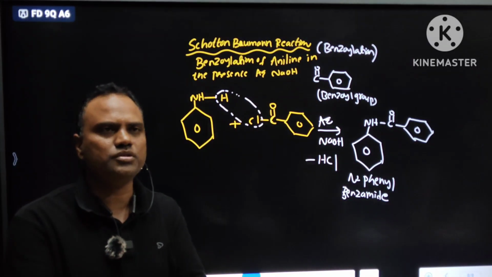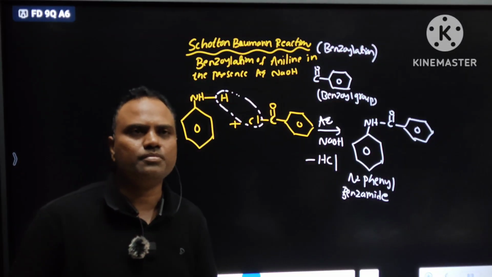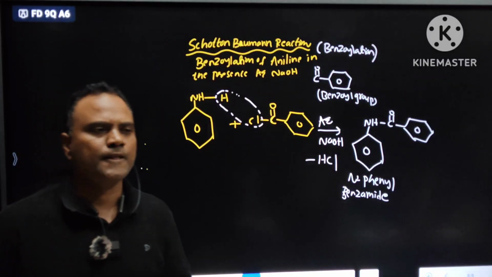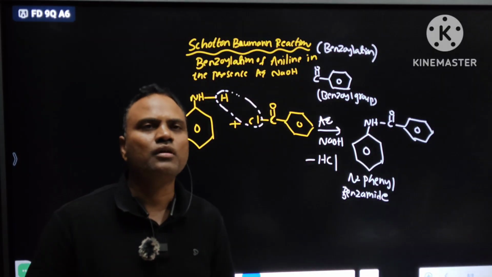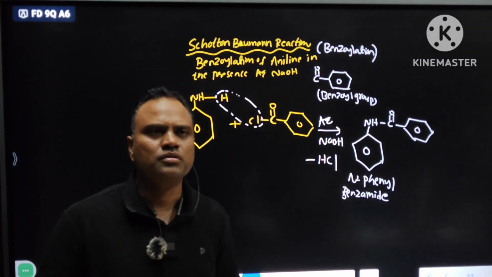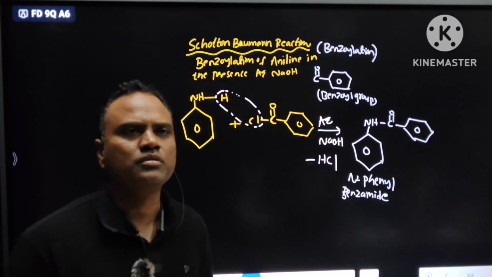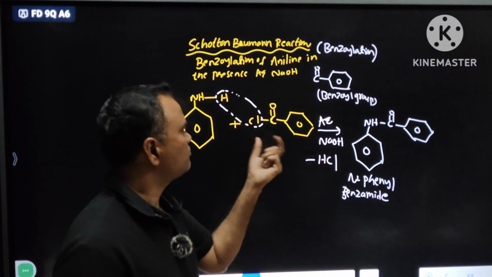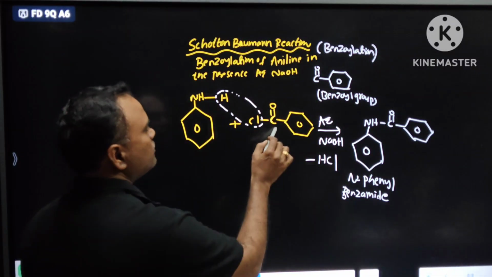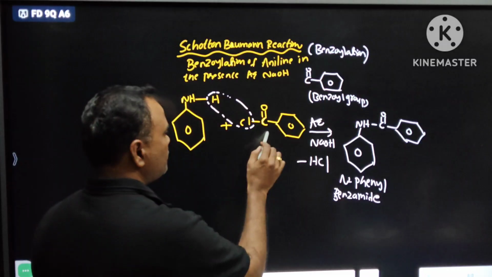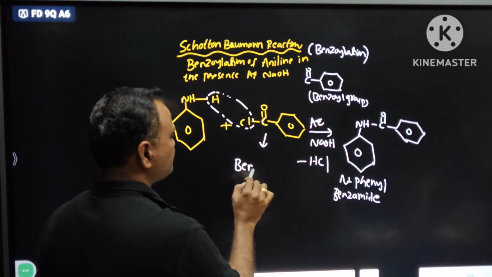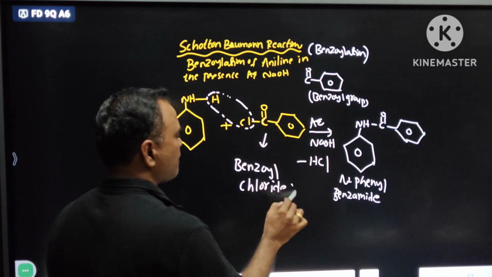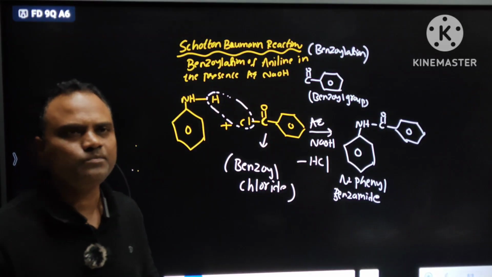In phenol also we can see this. Already this reaction came once. Are you following, everyone? Online students? Benzoyl group. What is its name? Benzoyl chloride. That is acetyl chloride; this is benzoyl chloride. Its name is benzoyl chloride.